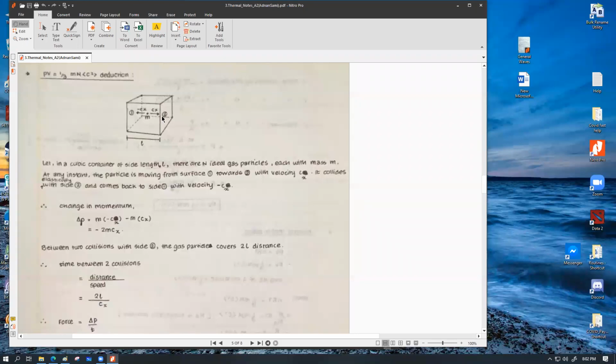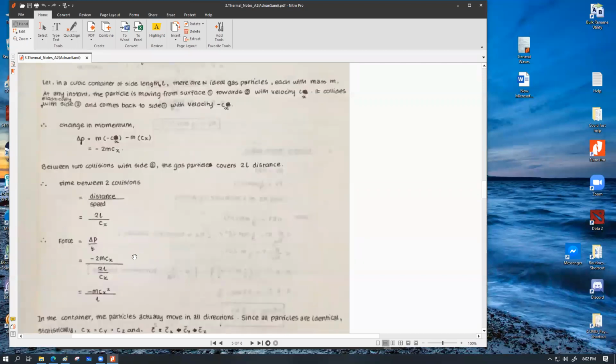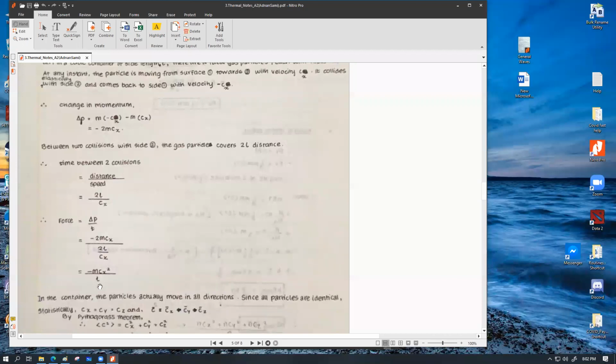So the time required between two collisions is distance over speed, so that is 2L by cx. So see whether this expression is understood, everyone. Speed equals distance over time, so time equals distance over speed, which equals 2L by cx. Therefore we get the force, which is delta p by t, the rate of change of momentum, equals minus 2mcx divided by time, which is 2L by cx. So we get minus mcx squared divided by L.